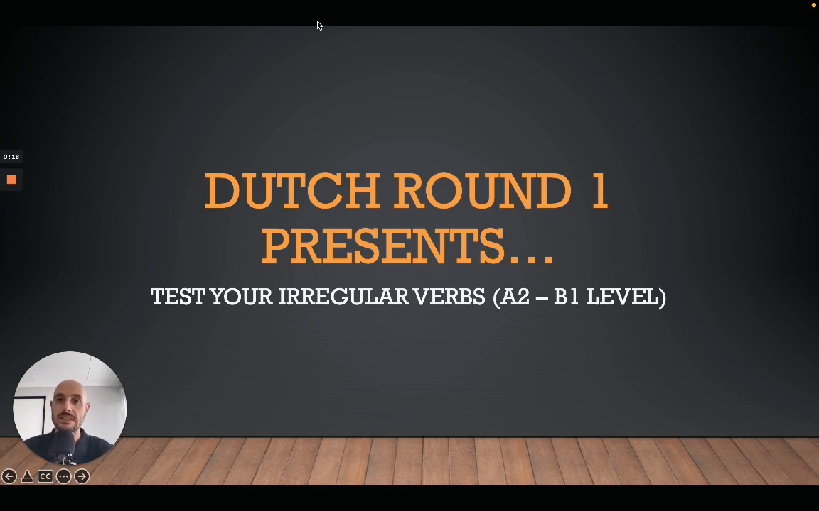Today, we continue with the irregular verbs exercises. This time it will be the imperfectum or the simple past.